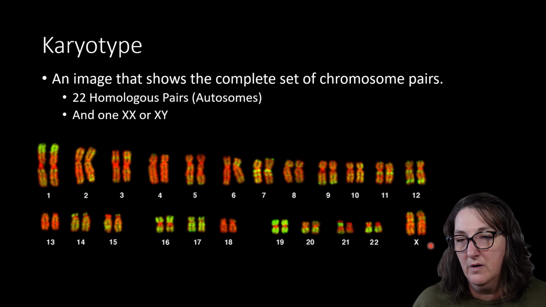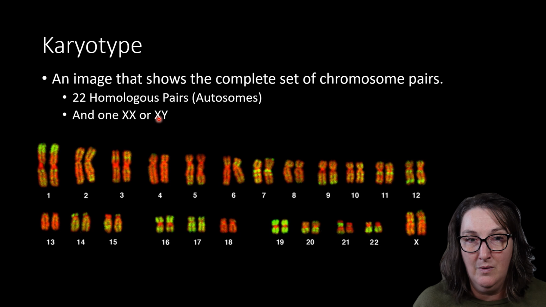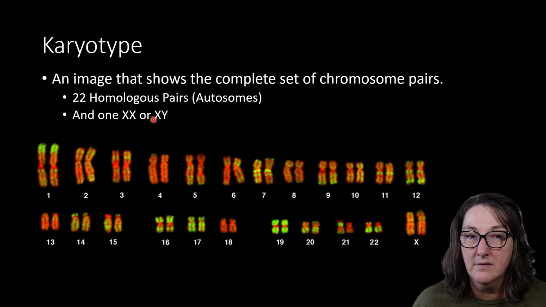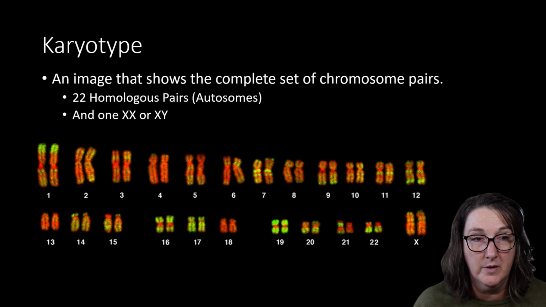So with your gender, your mom is always going to donate an X. That's why everybody has that X chromosome. Now males have an X or a Y. So when they are donating one of their sex gametes, it depends. If they donate the X, you're going to be female. If they donate the Y, you're going to be male. So it's the male that determines the gender of offspring.